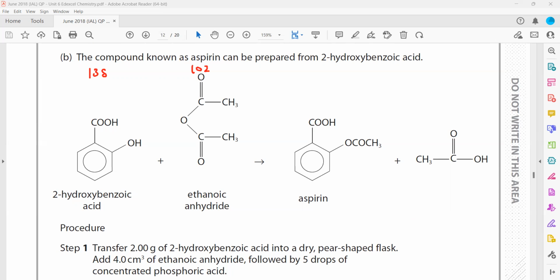So if we have 2 grams of 2-hydroxybenzoic acid, then how much do we need? Like if we have 2 grams, this will be X. We just cross multiply. So the X will be 102 times 2 divided by 138. And this will give us the mass of ethanoic anhydride which we need for this reaction. So it is about 1.48 grams. So we need 1.48 grams.